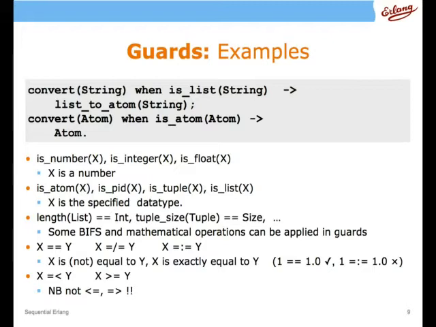So one source of functions that you can use in guards are the is_ followed by type name. So you can check, for example, is the input a number? Is it an integer? Is it a float? Is it an atom, a PID, a tuple, a list, and so on? So all those checks can be done.